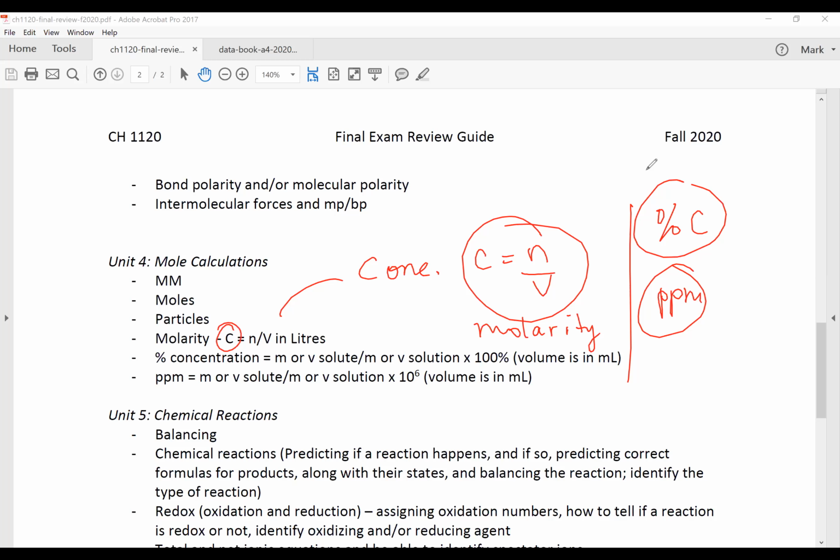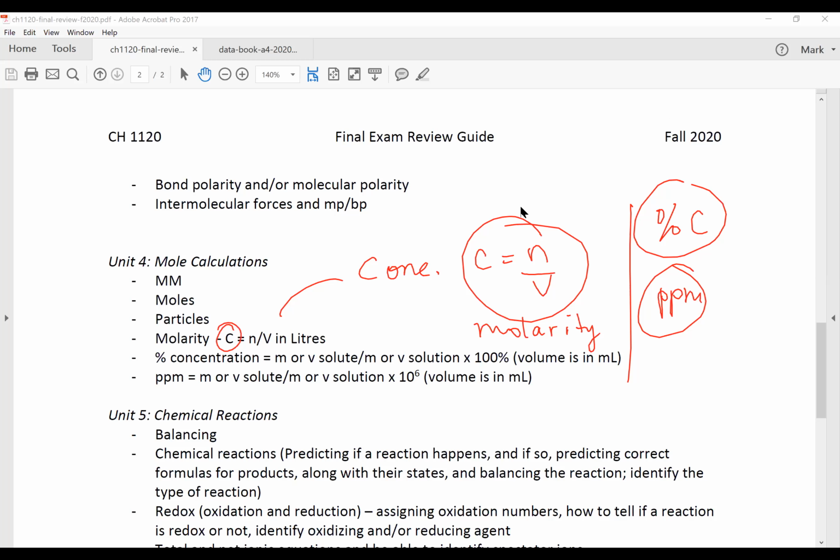I'm personally not trying to give you guys too much to memorize, but honestly, if you're an engineer, in medical science, occupational health and safety, or environmental health and safety, you're going to use different numbers, and they would include molarity, percent, and parts per million. So sadly, you have to know all three.